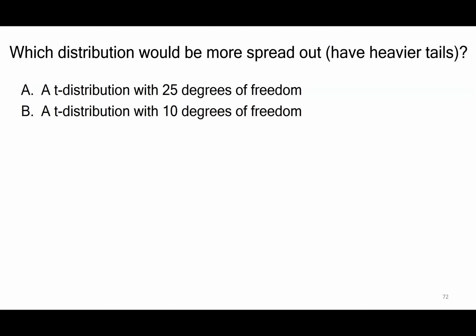So here, which distribution would be more spread out, so have thicker tails? If we have a t-distribution with 25 degrees of freedom, or a t-distribution with 10. I'll give you a second here. It's a great place to pause, then I'll answer.